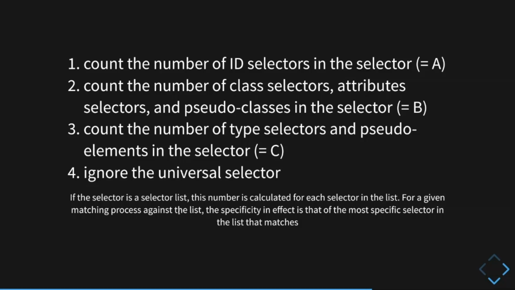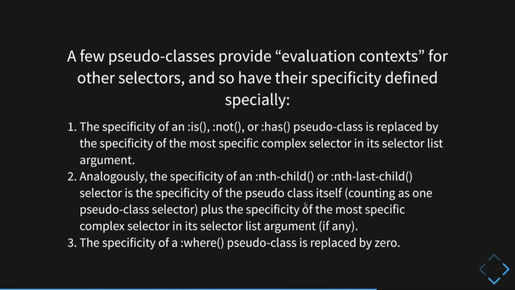For a given matching process against the list, the specificity in favor is that of the most specific selector in the list that matches. A few pseudo-classes provide evaluation context for other selectors, and so how the specificity is defined is special. The specificity of an :is, :not, or :has pseudo-class is replaced by the specificity of the most specific complex selector in its selector list argument.